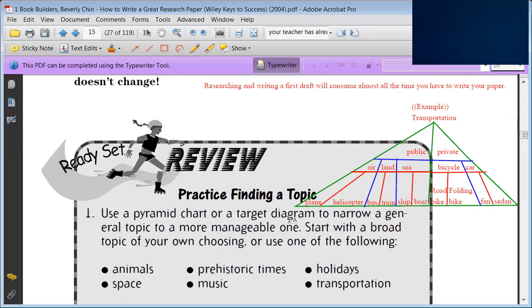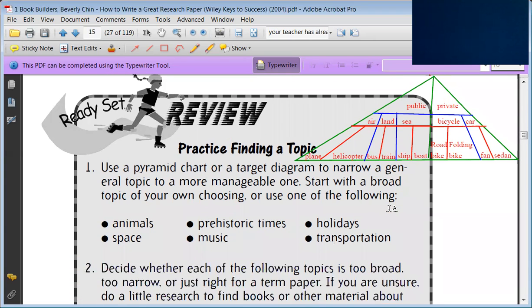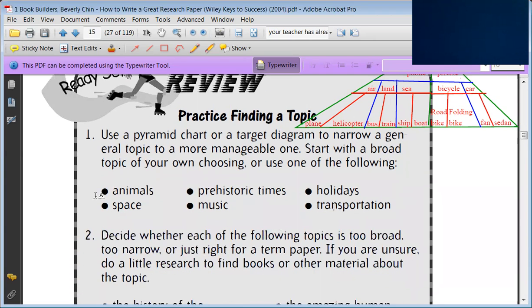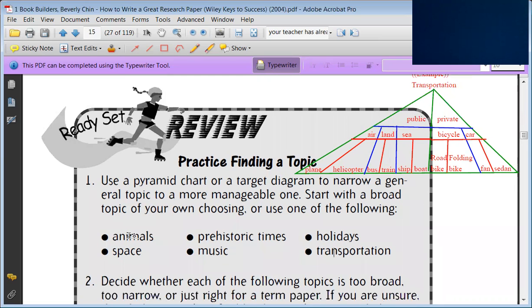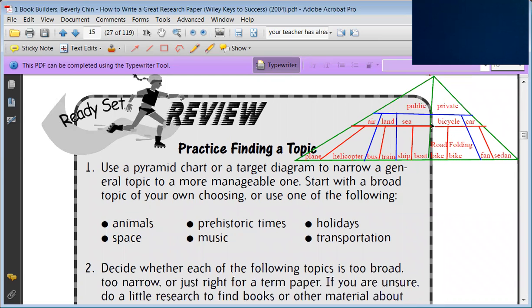Here we divided it into planes, helicopters, buses and trains, so we can choose one of these topics to write about. This is just an example. Okay, you can do any of these ones, choose one of them and make this pyramid chart, or choose your own topic to make a pyramid chart.